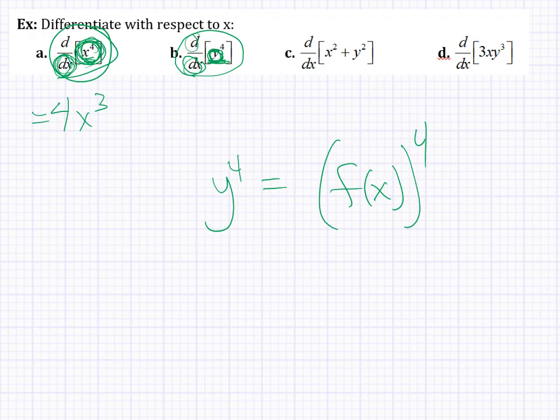And think of this as inside function, outside function, okay? So whether I write f of x to the fourth like this, or whether I write y to the fourth, they're the same thing because we know y and f of x are interchangeable. So then think of this y as some inside function, okay? And this fourth power is the outside function.